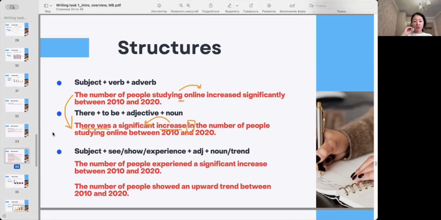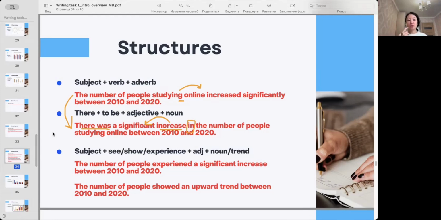And the third structure that you can use looks like this. You start with the subject again, then you use words like see, show, experience, then you give the adjective, noun, and trend. You see that this structure is quite complicated. I do not really recommend you use it very often. Maybe you can use it once in your report just to vary the structures, because it's really important, right? You're going to talk about different categories a lot of times in the overview and then in the main body.